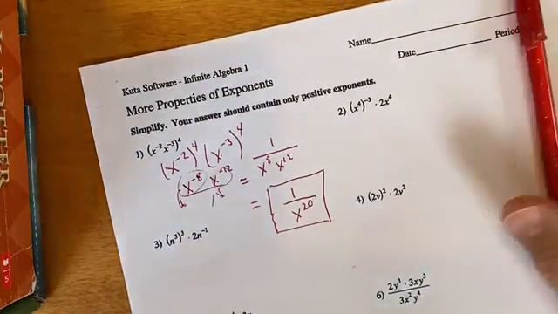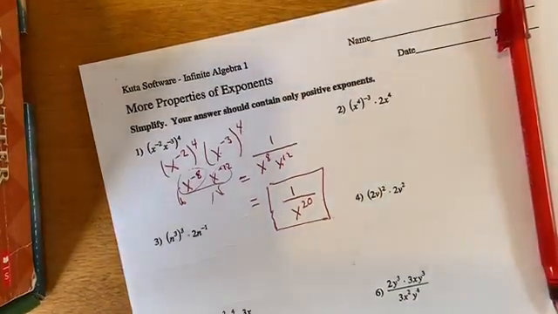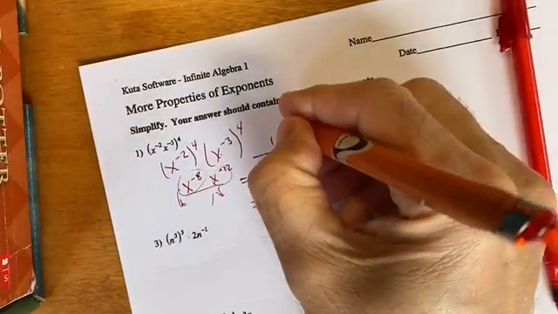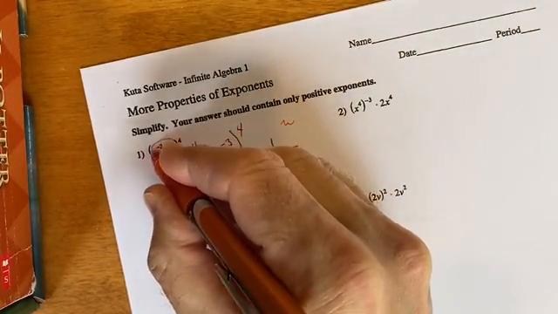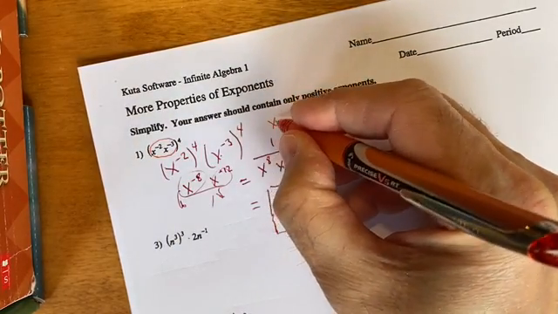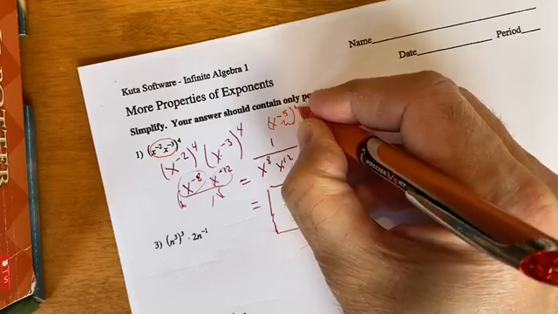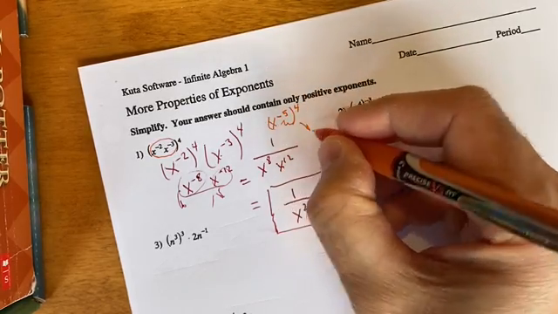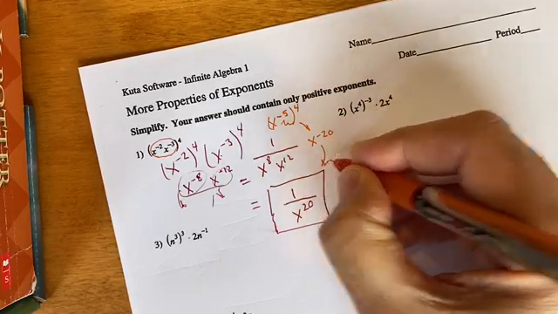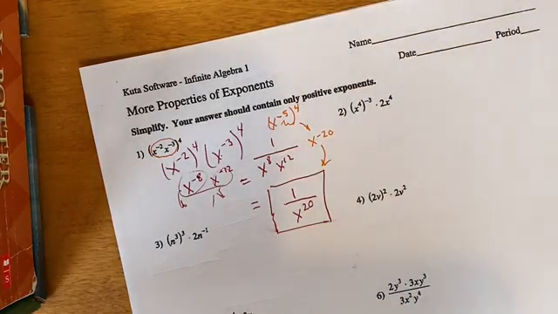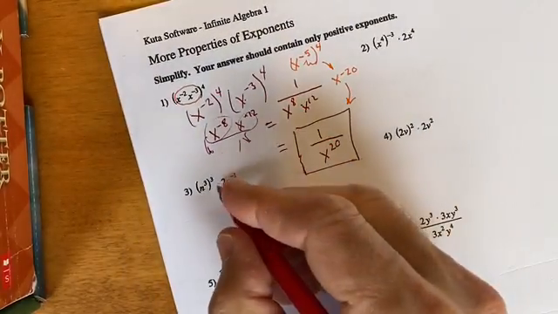So 1 over x to the 20th. I could have done this first, right? If you multiply these together, you get x to the negative 5th to the 4th power, which is x to the negative 20th. And then you move it to the denominator. So anyway, I probably could have done it that way. It would have been easier. Okay, but anyway, let's simplify this.